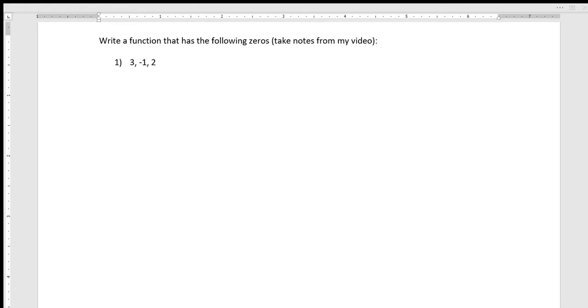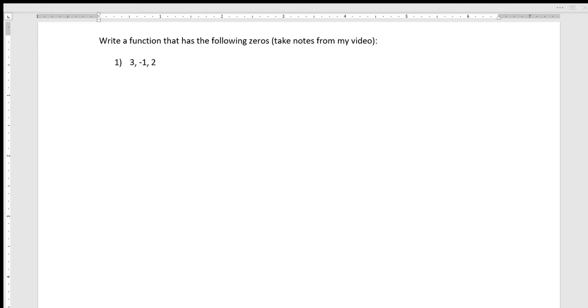So we're literally working backwards from the zeros to the factors, and we do that by setting each of those zeros equal to x, and then we take each of those little equations and set them equal to 0. So to set the first one equal to 0, we'll subtract 3 from both sides, leaving us with x minus 3 equals 0. In the second, we'll add 1 to both sides, leaving us with x plus 1 equals 0. And in the third, we will subtract 2 from both sides, leaving us with x minus 2 equals 0.